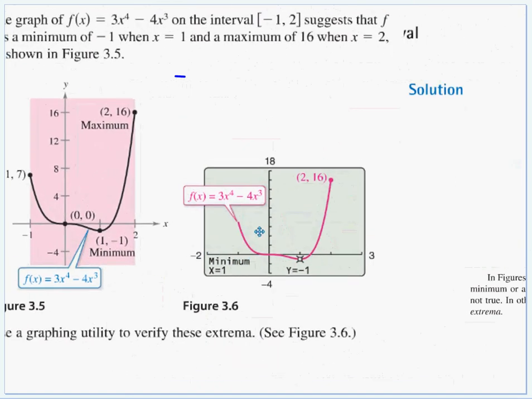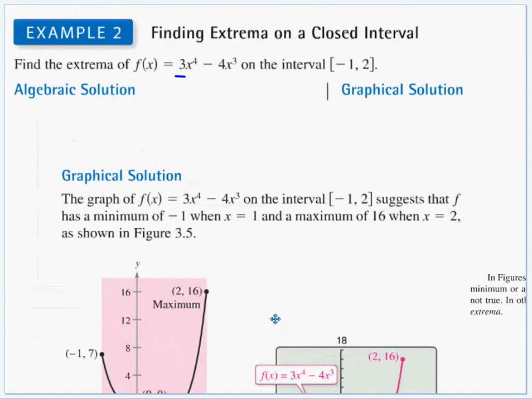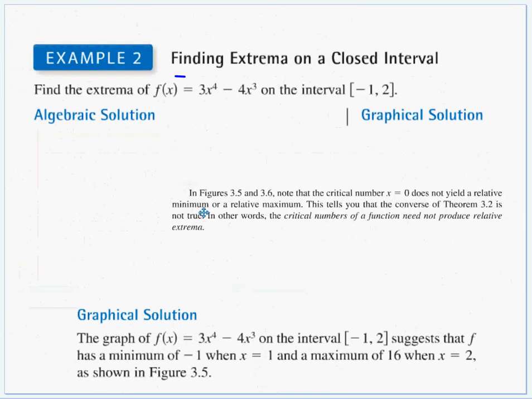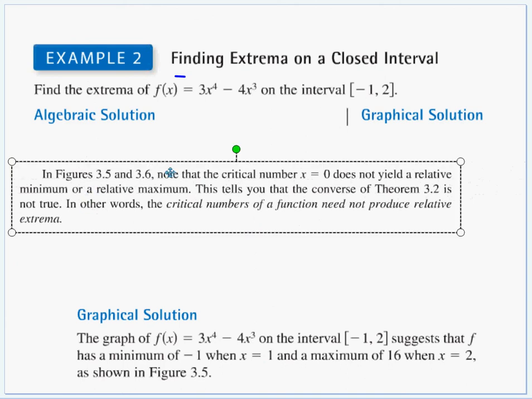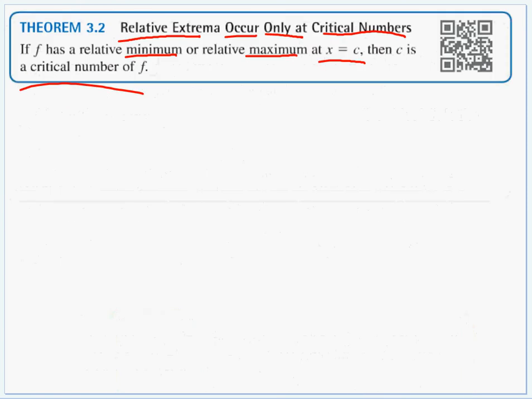Let me point this out too. In the figures, note that the critical number 0 does not yield a min or a max. This tells you that the converse of the theorem is not true. In other words, the critical numbers do not necessarily produce relative extrema. Let's go back and review that. It says here, if we have a min or a max, then that is a critical number. The converse is not true. Just because it's a critical number does not mean it's going to be a min or a max.